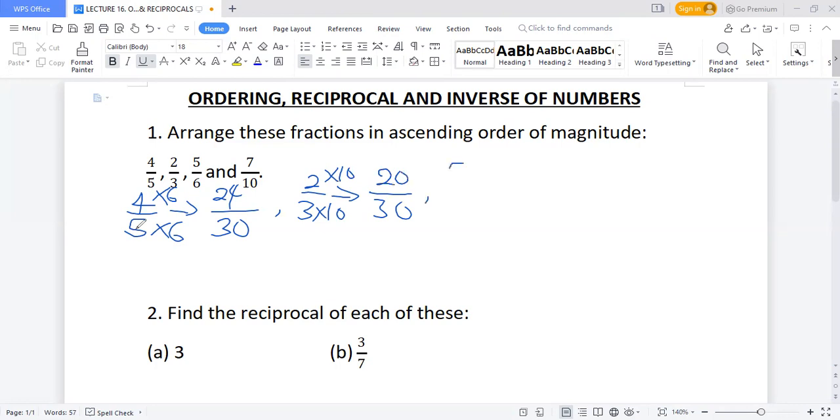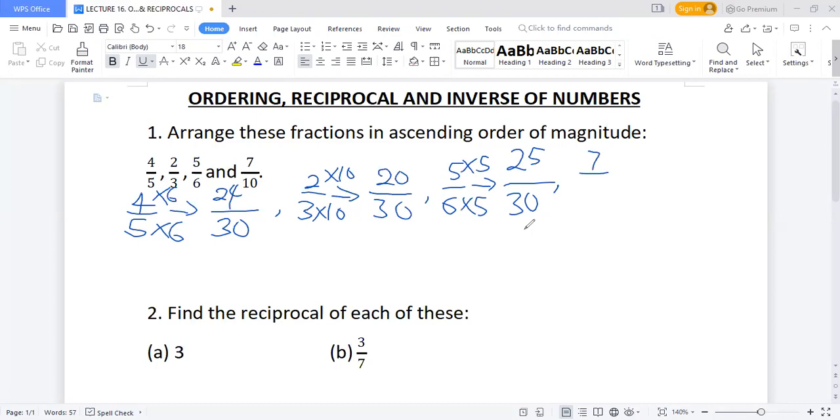Then the next one, we have 5 over 6. If this has become something over 30, we want all the fractions to have common denominators. So what do you use to multiply 6 to become 30? It is 5. Since it is 5, use that 5 to multiply the numerator. This one becomes 25 over 30.